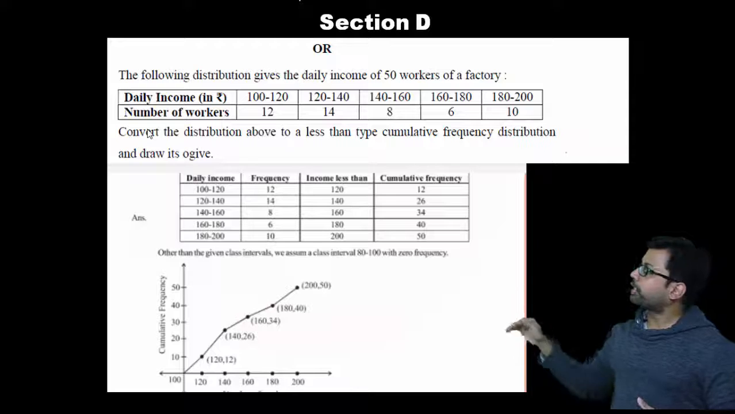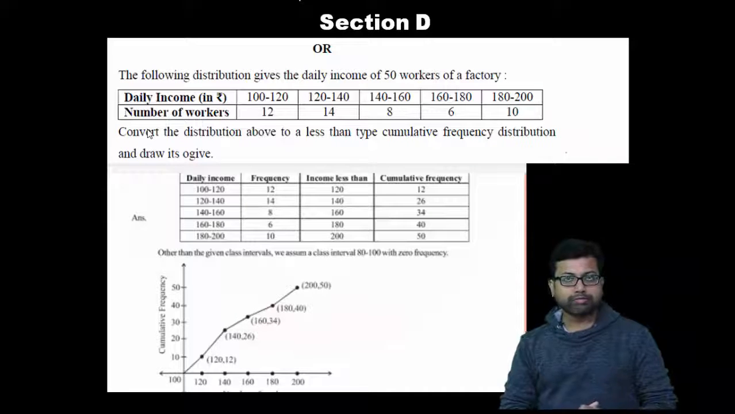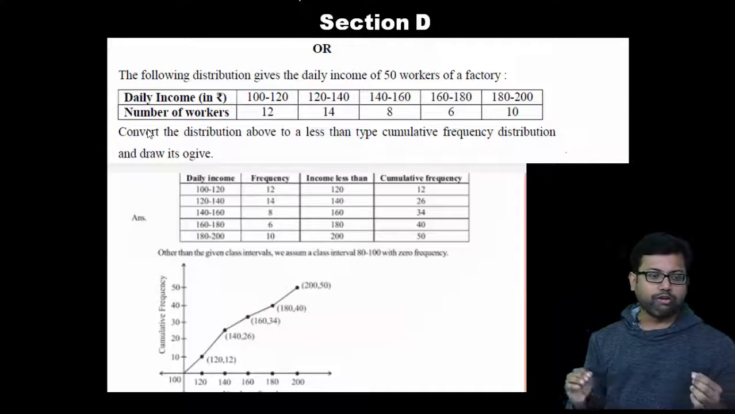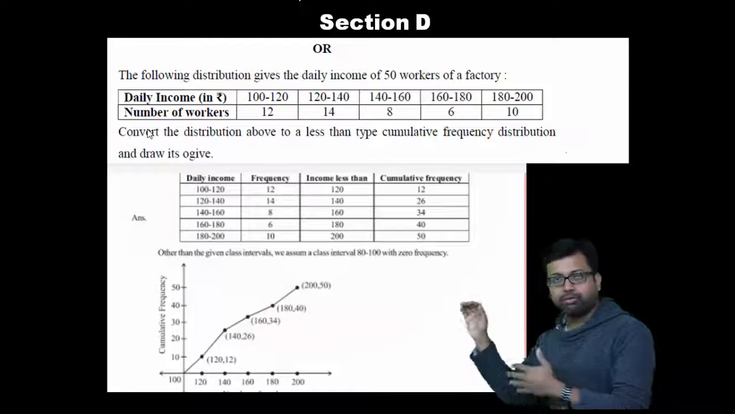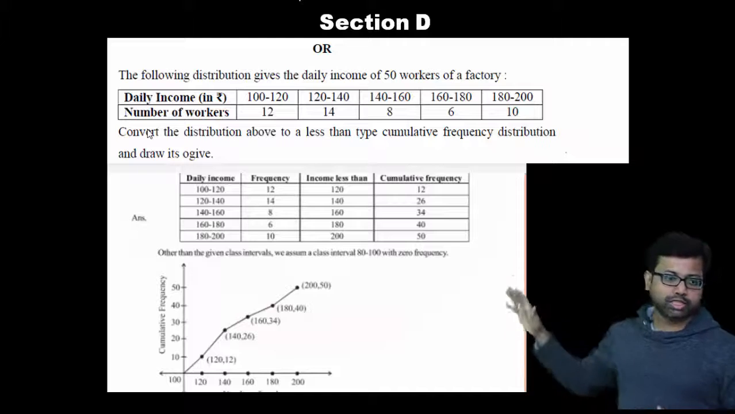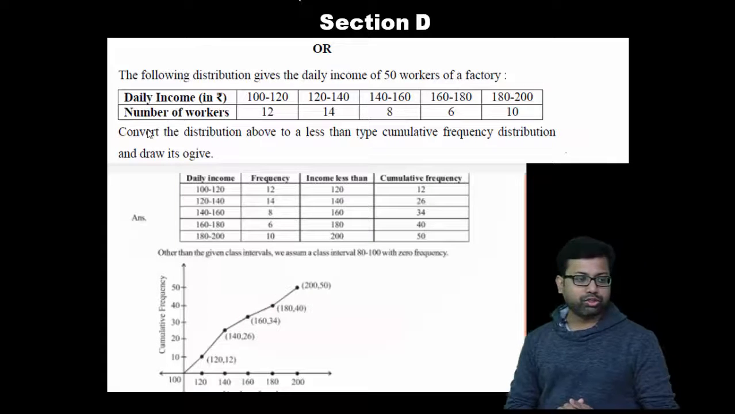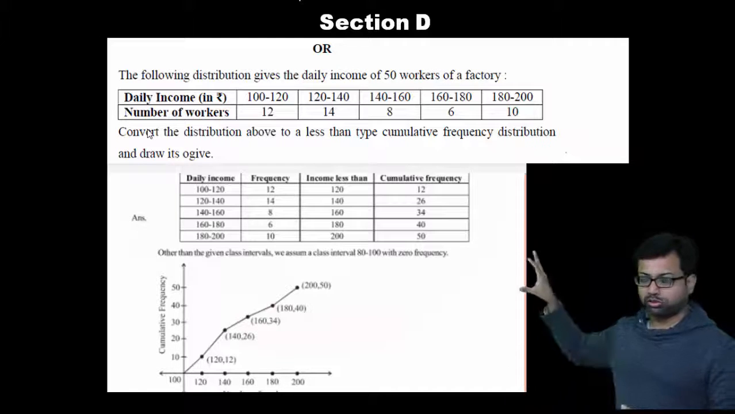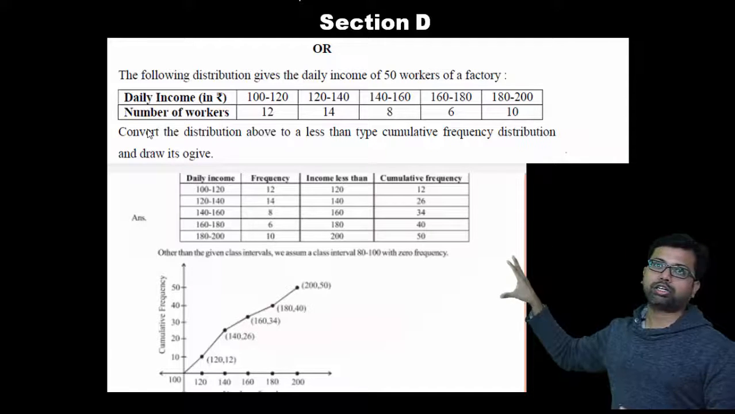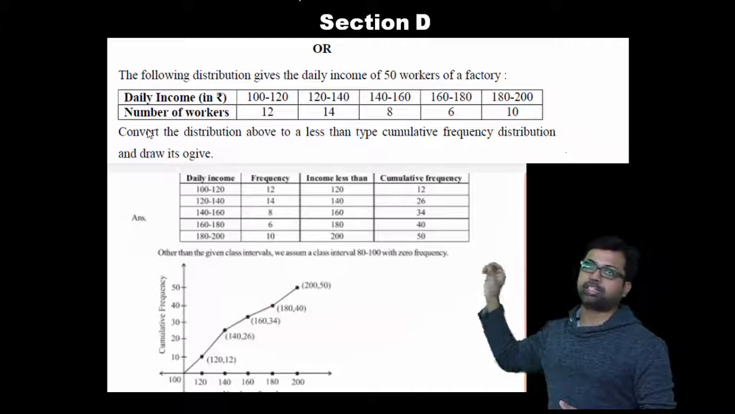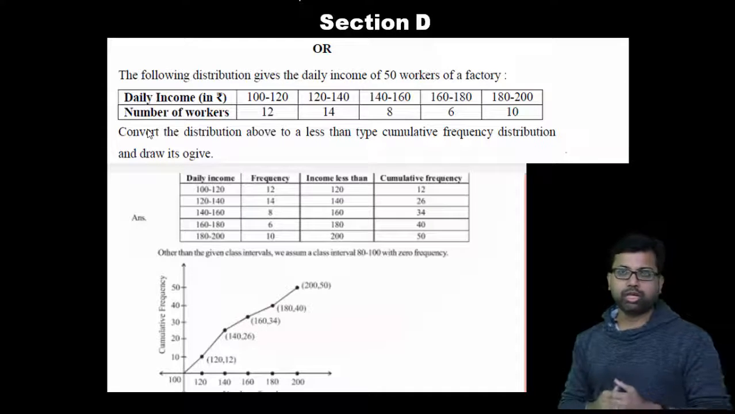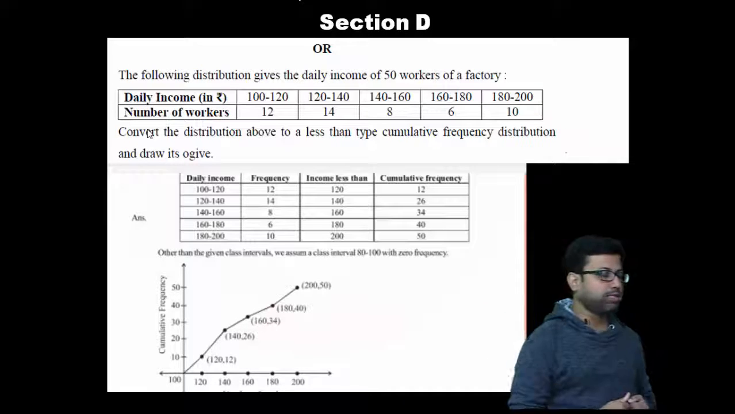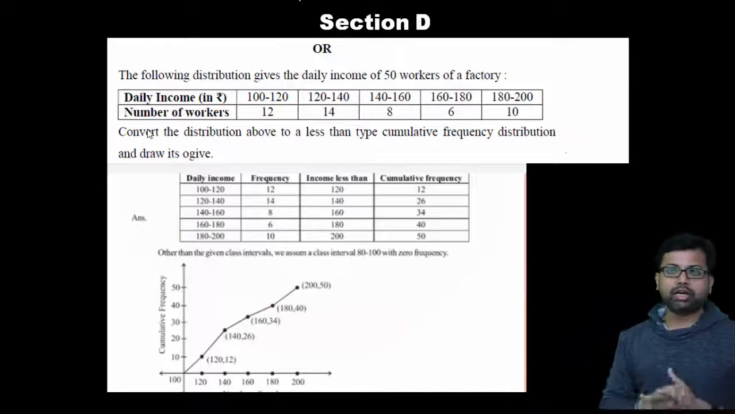Similarly, you go on writing the values for each of the rows and you get the different values. So you have a total of 5 rows in which you list out all the values. After that, you arrive at the less than cumulative frequency distribution. This table is the less than cumulative frequency distribution. Now the second step is to draw the less than ogive. For drawing the less than ogive, you need to plot the coordinate axis.